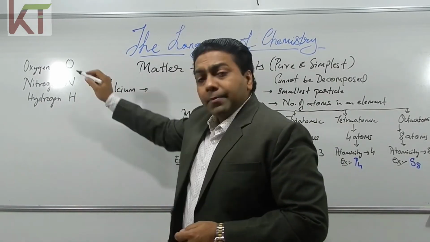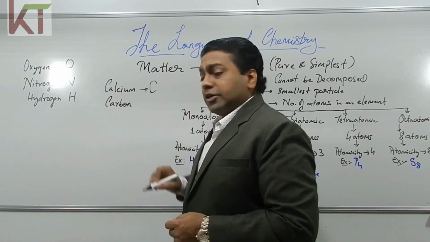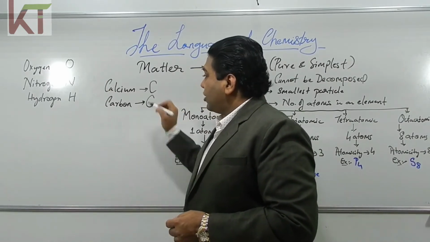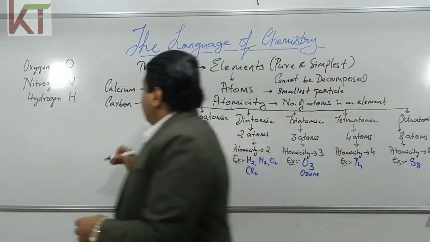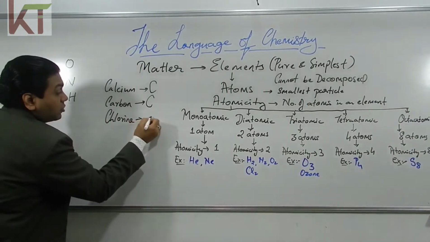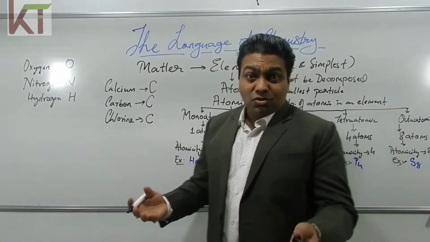So the first step, what Johann Berzelius said, the initial letter of the name should be used as a symbol. So for calcium also C, for carbon also C, right? Again, even if I take chlorine, for chlorine also, it is going to be C. Oh my God, so much confusion.